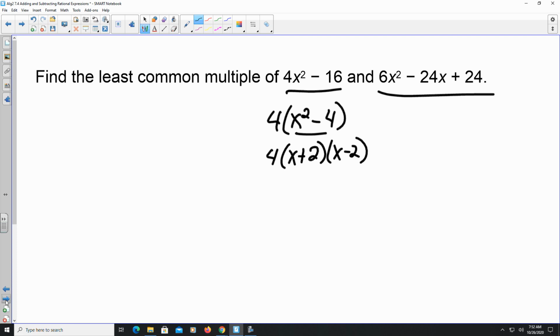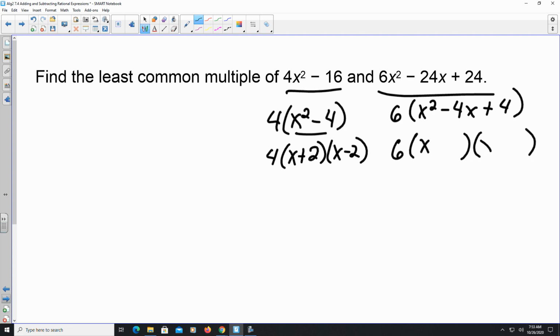Looking at the second value, 6, 24, and 24, those are all divisible by 4. So actually I'm going to write in 6 times the quantity of x squared minus 4x plus 4. So now I go over here, and this is going to be 6 parentheses parentheses.